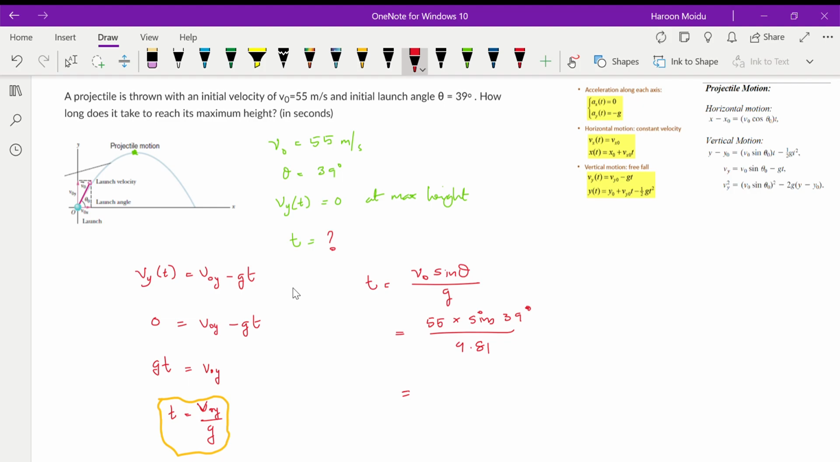55 times sine 39 divided by 9.81. It's going to be 3.53 seconds. So this is what I'm getting. The time the projectile takes to reach its maximum height is t equals 3.53 seconds.